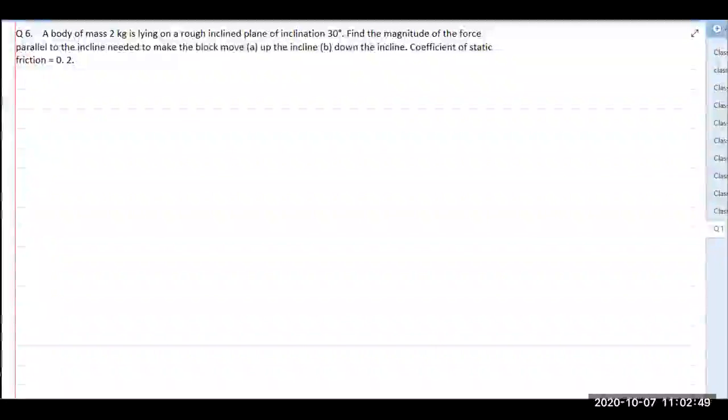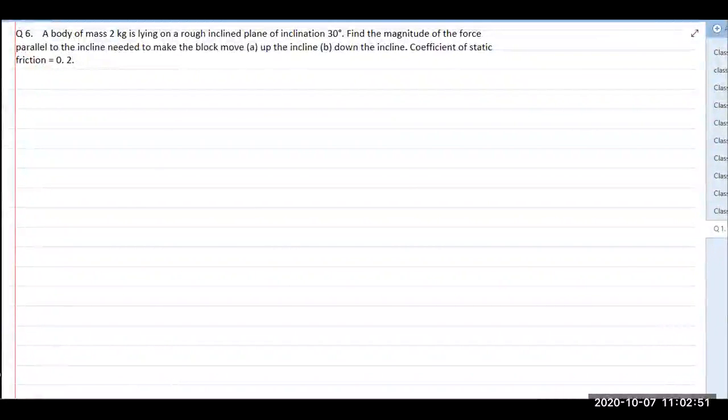A 2 kg body is lying on a rough inclined plane of inclination 30 degrees. Find the magnitude of force parallel to the incline needed to make the body move up the incline, and second, down the incline. The coefficient of static friction is given.